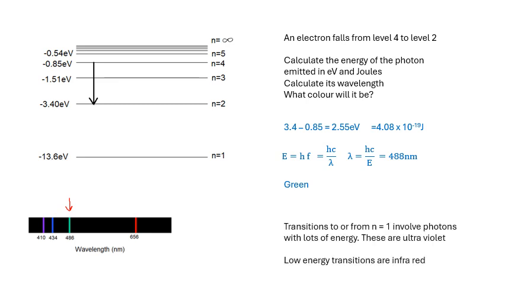One note, by the way: anything that falls to n equals 1, those photons have lots of energy, and they're actually ultraviolet. So your visible photons are all the ones that fall to n equals 2. Anything that falls to n equals 1, lots of energy, they're ultraviolet. The little falls around the top here, they're actually infrared. Any jumps around here involve infrared. They don't have a lot of energy. They have big wavelengths, low frequencies.